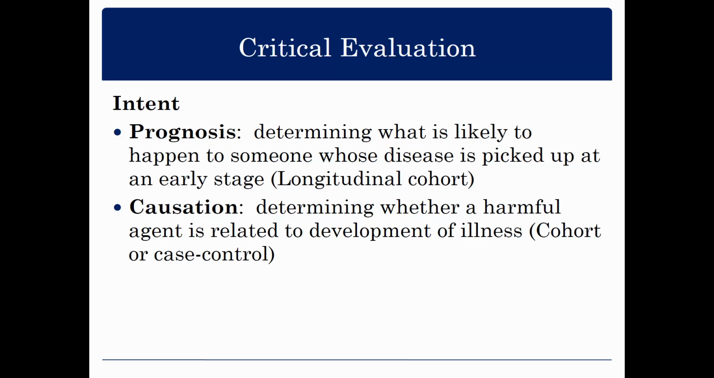Prognosis would be one where you're trying to determine what is likely to happen to someone whose disease is picked up at an early stage. That's longitudinal cohort, prospective cohort potentially. And causation is determining whether a harmful agent is related to the development of illness.